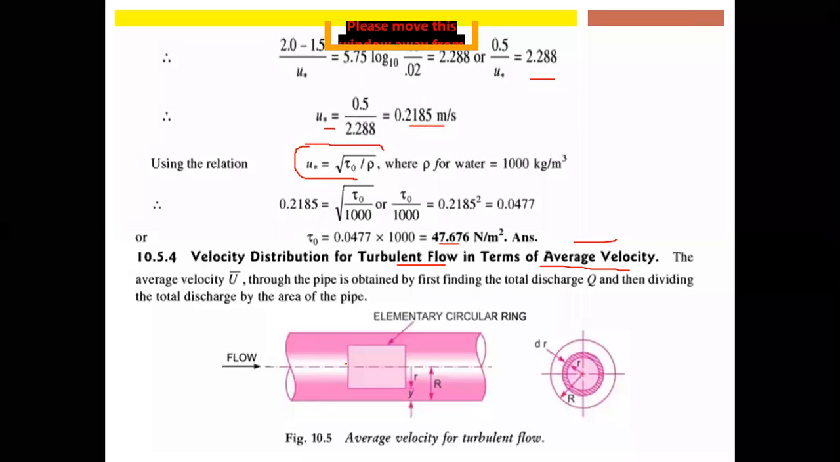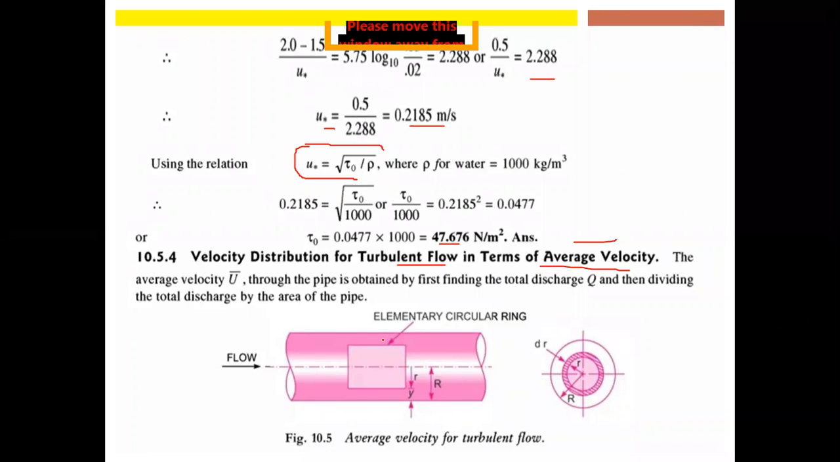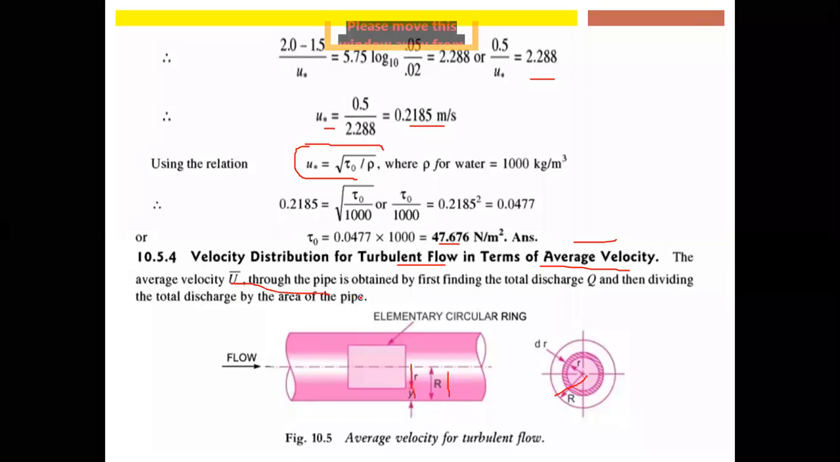So here it is given as the elementary object of a circular ring. From the center the radius is R, the balance is y, the total is the radius of the pipe. The flow is moving from this side to this side. This one is radius r, that is dr, and the total radius is capital R. Now the average velocity u bar through the pipe is obtained by first finding the total discharge Q and then dividing the total discharge by the area of the pipe.